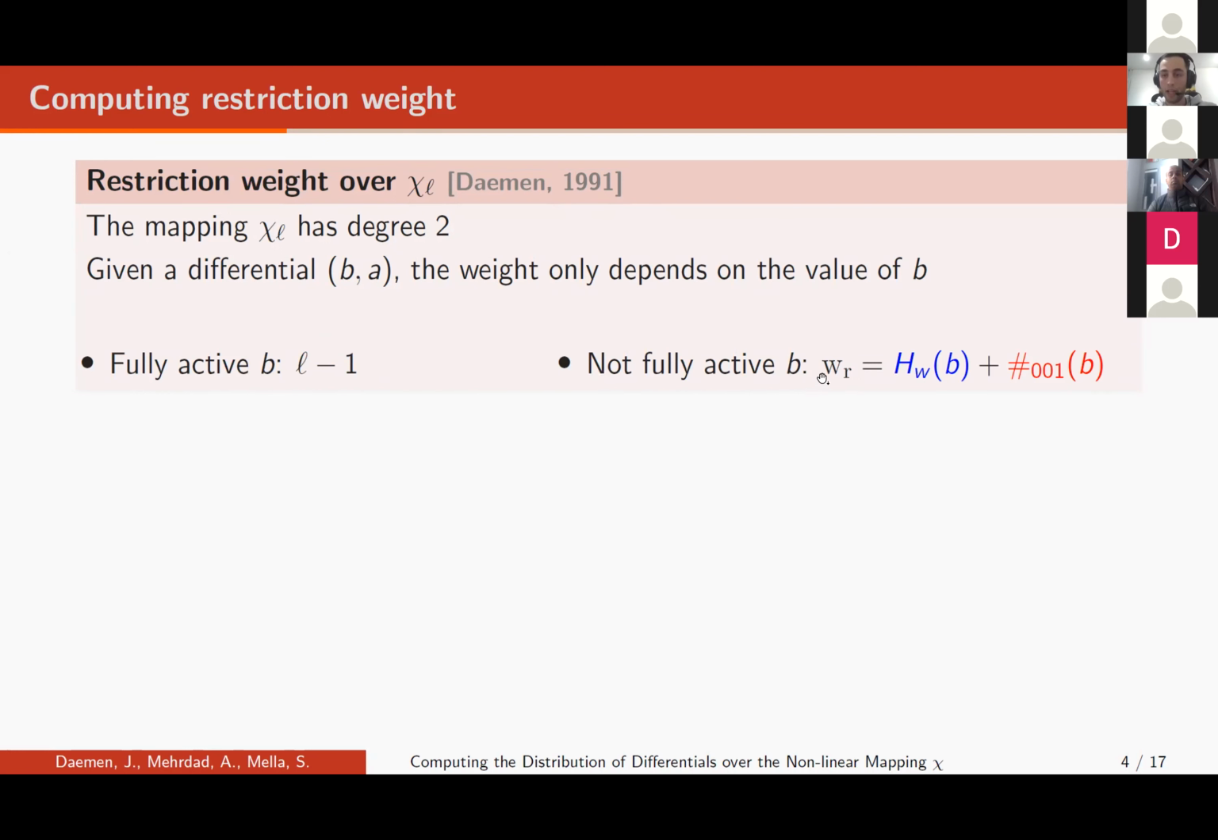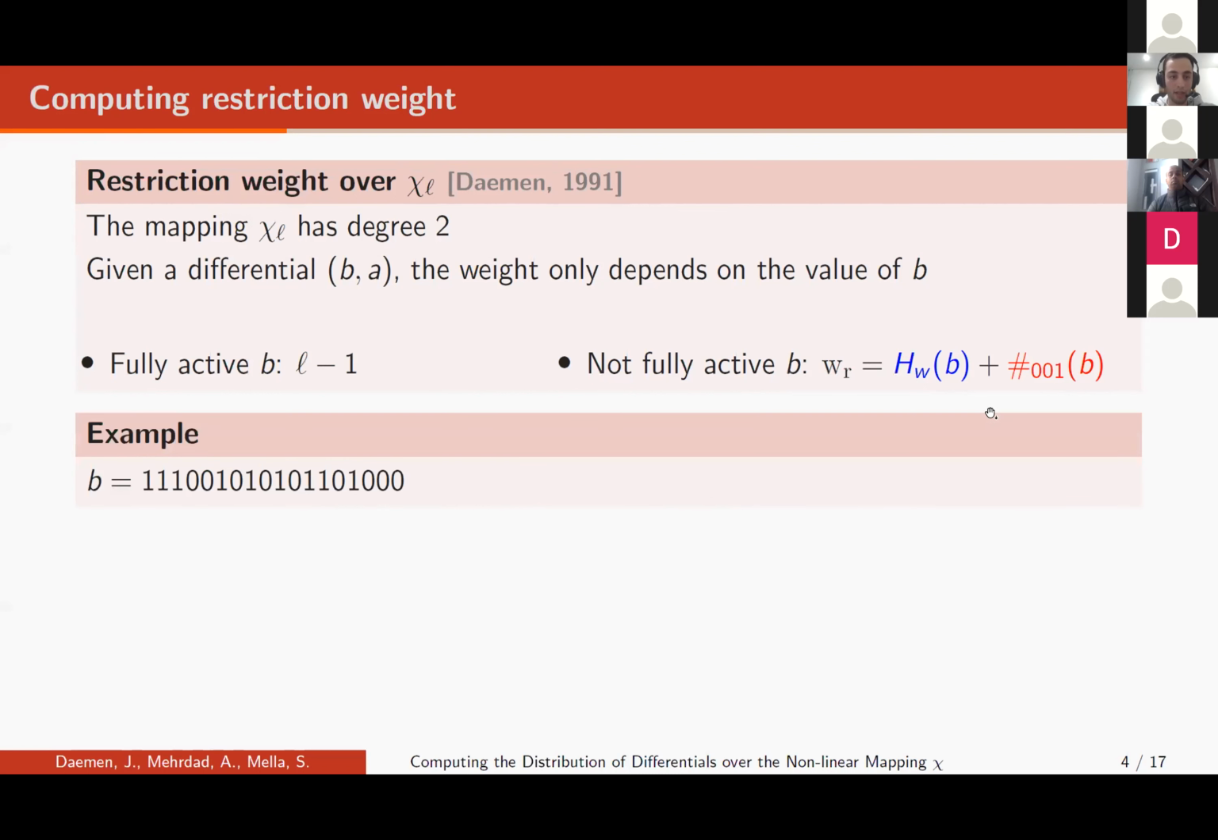And if it's not fully active, then the weight is equal to the Hamming weight plus 001 strings. I will give an example here. Let's say we have this string. Because it's not fully active, we should use this formula to compute the weight. The restriction weight is equal to the Hamming weight, which is the number of active bits, plus 001 strings. So you have a 001 string here. And because this is a circular string, we also have a 001 string here. So all in all, we have 9 plus 2, which is equal to 11. So the weight of this string is 11.